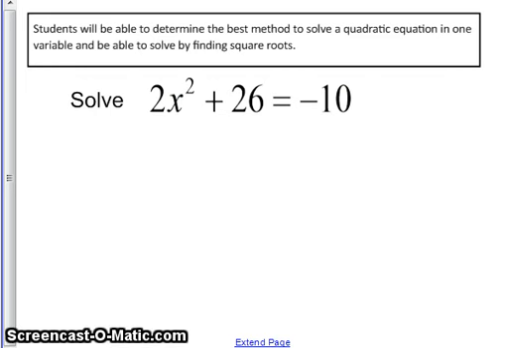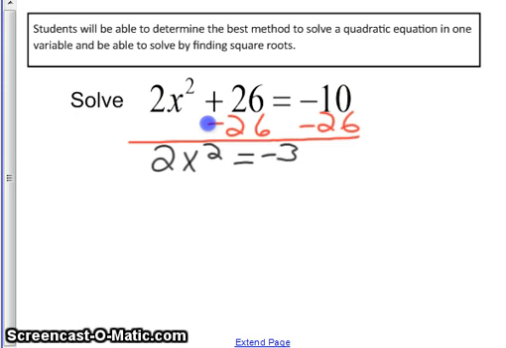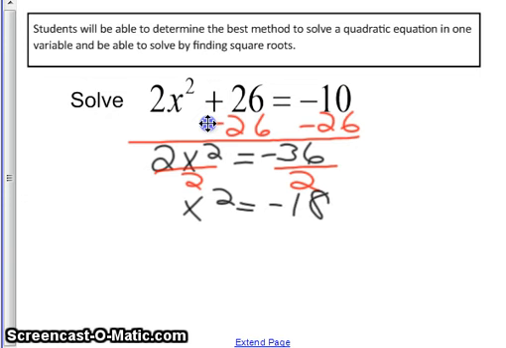What do I do to get x squared by itself? Minus 26. Before I divide, minus 26. Yeah, I know you got the rules. Now what? Divide by 2. So x squared equals negative 18. Now what?